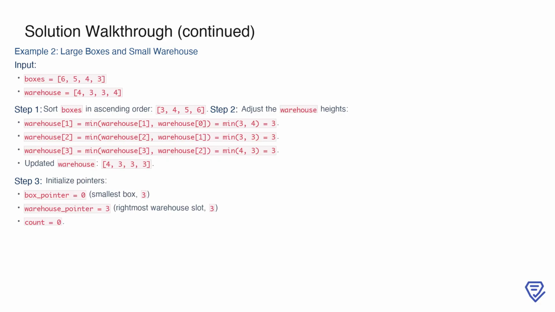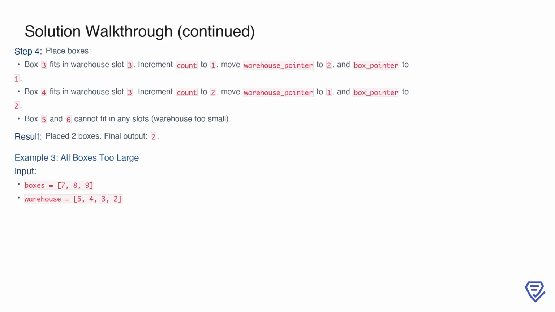The count variable is set to 0 to track the number of boxes placed. We attempt to place the boxes into the warehouse, starting with the smallest box. Box 3 fits into the slot of height 3, so we increment the count to 1, move the warehouse_pointer left to index 2, and advance the box_pointer to 1.